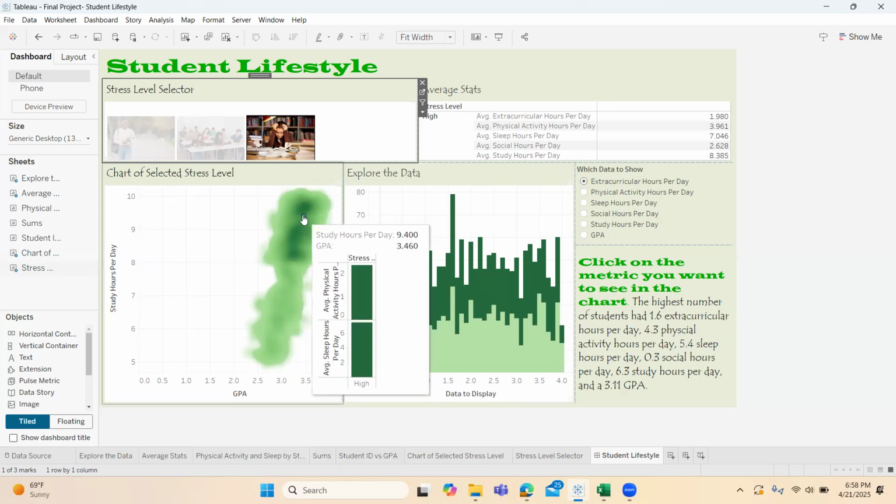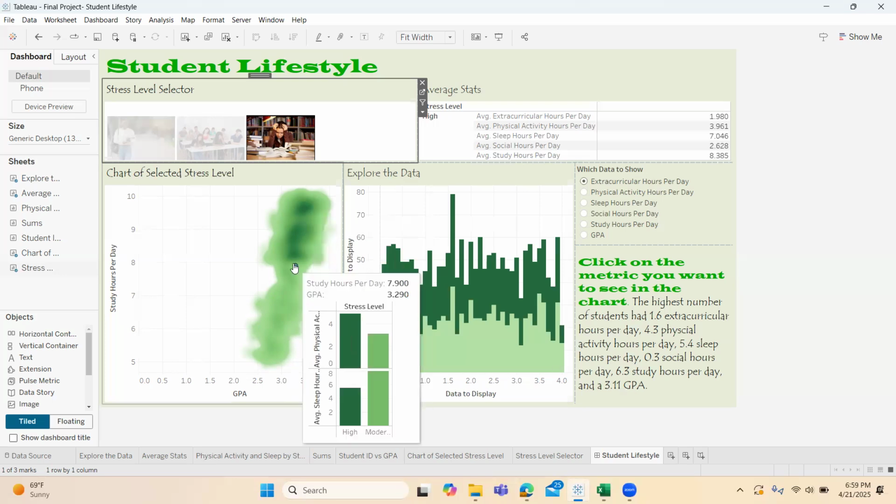And I added this visualization just to give it a little bit more. So you can see here, well, what's their activity or their sleep like? Even up here, their sleep is 8 hours and they have 2 hours of physical activity. So that's kind of interesting. And if you go down, we see in this area there's moderate and high stress levels at a moderate amount of studying hours.